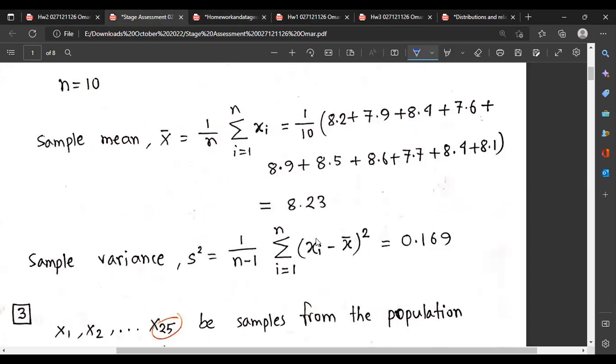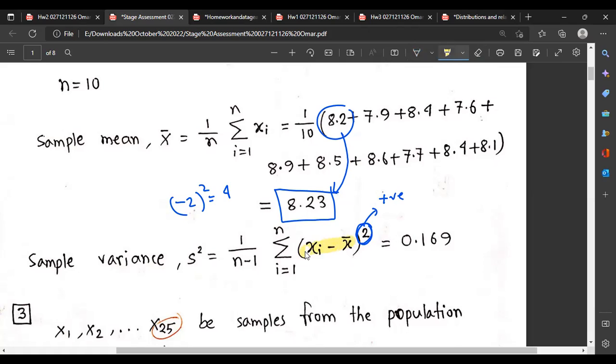So if I try to calculate it, here mean is 8.23. So 8.2 minus 8.23, okay? Then whole square. So why do we use whole square? Because if we get a negative number, it will become a positive number, okay? You know, -2 square will become 4, right? So here the square will convert this value, xi minus x mean, into a positive number, okay?